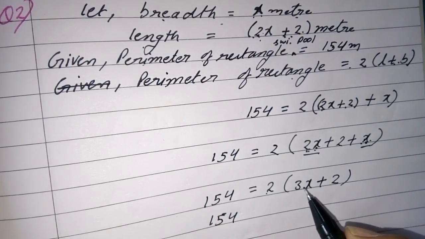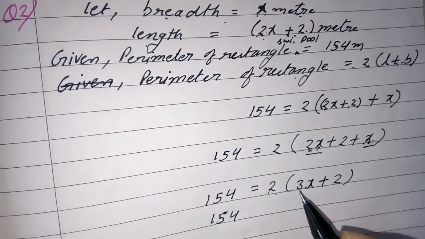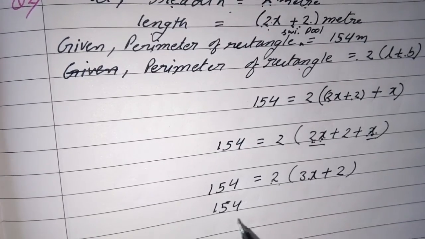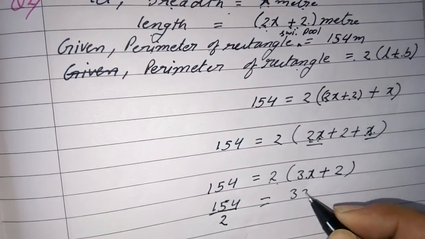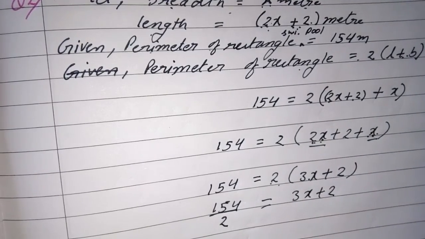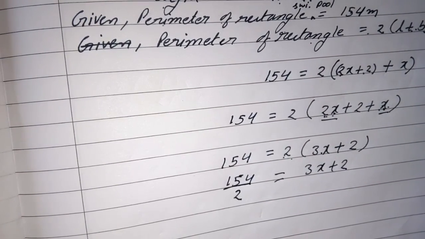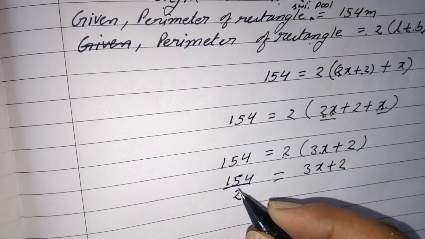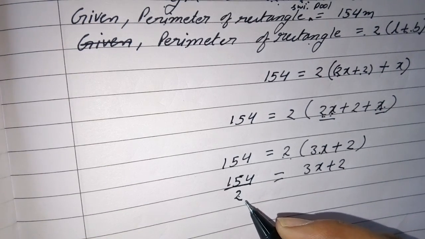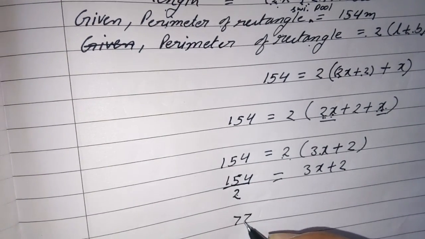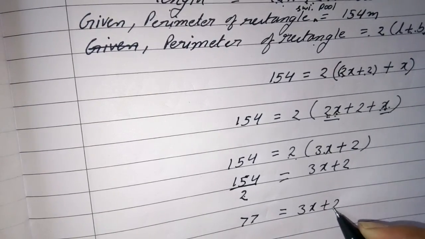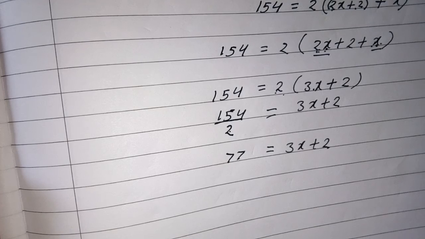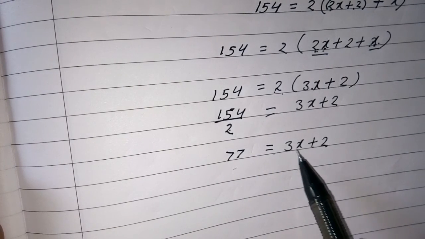Because 2 is in the product with the whole bracket, so transfer becomes division: 154 upon 2 equals 3x plus 2. Now cancel, divide 154 by 2 we will get 77 equals 3x plus 2. Okay, 77 equal 3x plus 2.